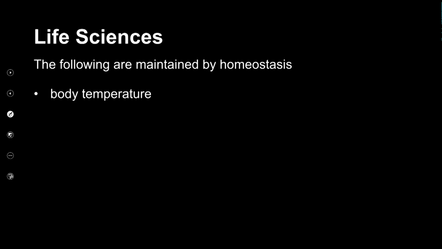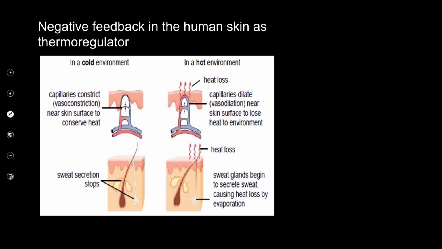Then we continue to the next one, body temperature: how homeostasis takes place, or how body temperature is maintained at its normal level. We're looking at the situation where it's cold and when it is hot. What is happening when it is cold? When it is cold, vasoconstriction will take place, which means the capillaries will constrict. These capillaries are near the skin surface, and they will conserve the heat once the constriction takes place.